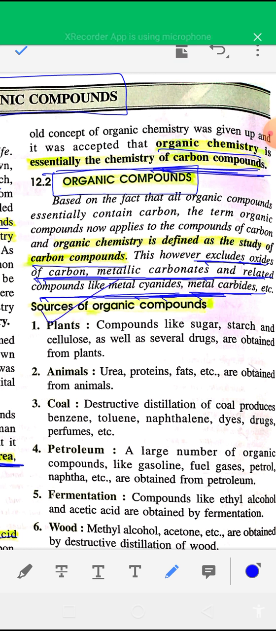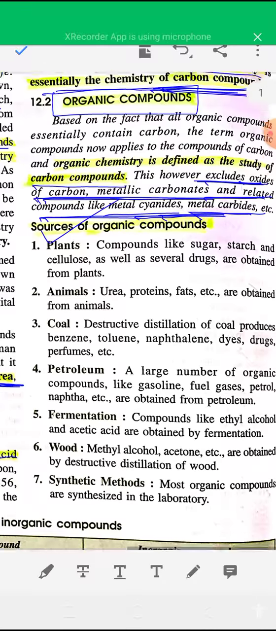Sources of organic compounds, as I have already told: plants, animals, coal, petroleum, wood, fermentation. These are the sources of organic compounds.